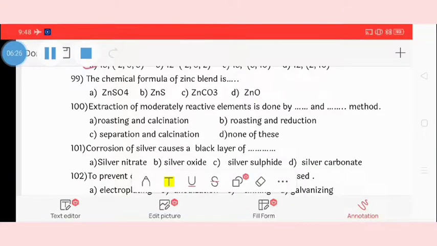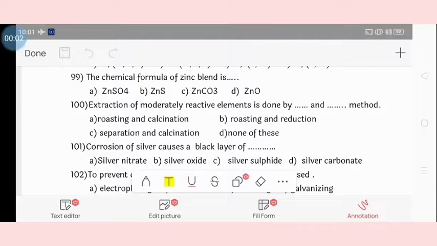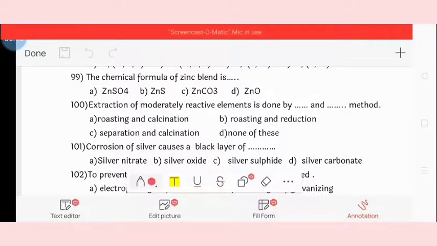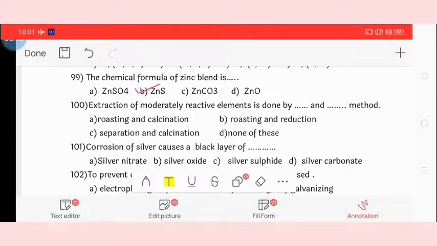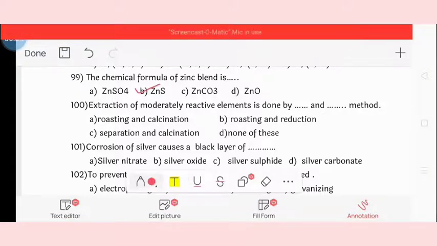The chemical formula of zinc blende. The next question is, the chemical formula of zinc blende is zinc sulfide. So option B is the correct option, that is zinc sulfide. Next, extraction of moderately reactive elements is done by dash and dash method. The options are roasting and calcination method, roasting and reduction method, separation and calcination method, none of these. So the correct option is roasting and calcination method. Option A is the correct option.